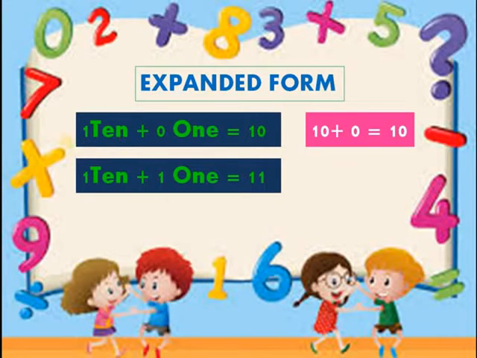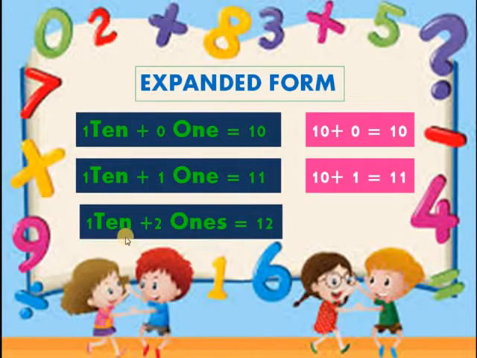So the next example is 1 ten plus 1 one, which is equal to 11. So 1 ten plus 1 one is the expanded form of 11. So 10 plus 1 is equal to 11. This is also right and this is also right. Here in ones place you can see 1, so we have written 1 one, and in tens place we can see 1, so we have written 1 ten also here.